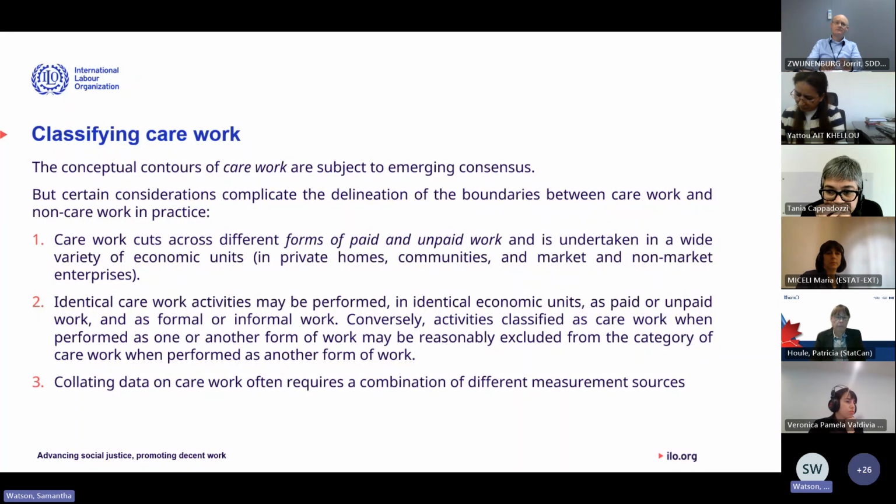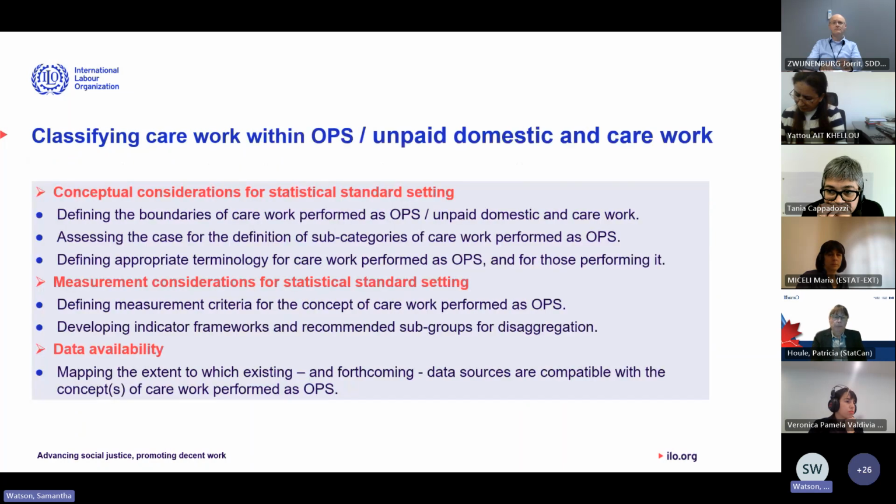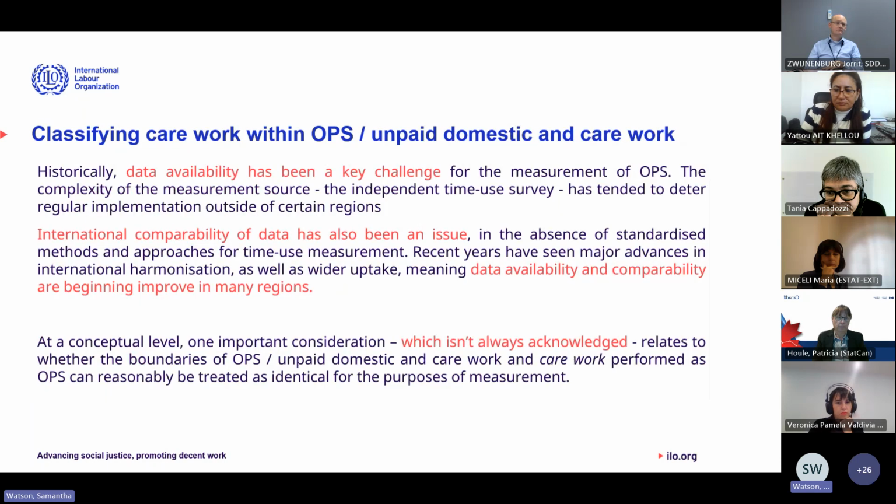And then, of course, collating data on care work often requires a combination of different measurement sources. So just some key conceptual considerations for looking to unpaid domestic and care work as a site of care work. I think this mirrors some of the issues that Patricia has discussed already. So we have some conceptual considerations, some measurement considerations, and then data availability is also, of course, a concern. Historically, data availability has been a key challenge, but hopefully that will be changing with the plethora of resources that are being made available.